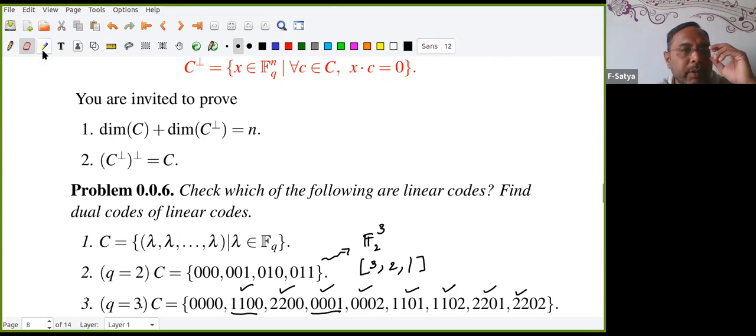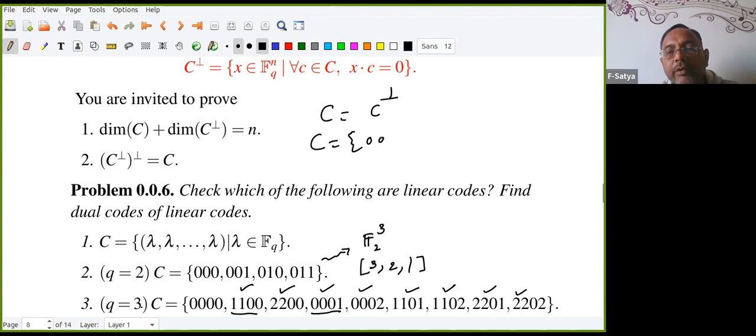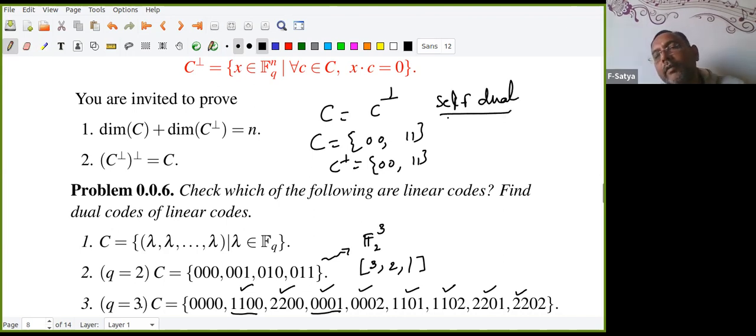Okay, so the code in which C is equal to C perp. This may happen. As we observed, if we take the code 0011, you can easily check that C perp is also 0011. This is called a self-dual code. You can check that the parity check matrix for C becomes the generator matrix. I'll define it in a while.